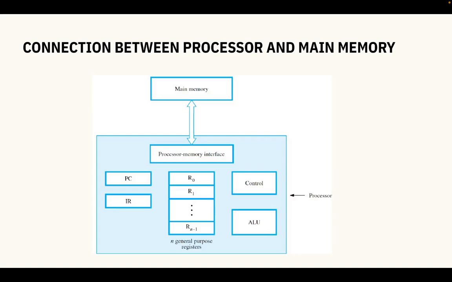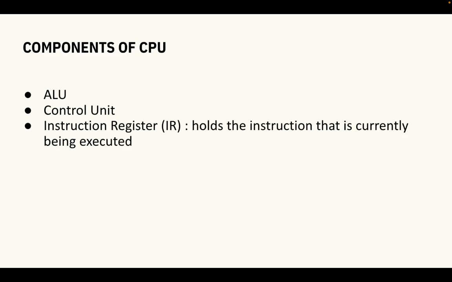The CPU, the central processing unit, consists of three components: ALU, control unit and the registers. The ALU performs the arithmetic and the logical operations, the control unit directs the flow of the instruction and the data, and the registers are very small and fast storage locations inside the CPU.